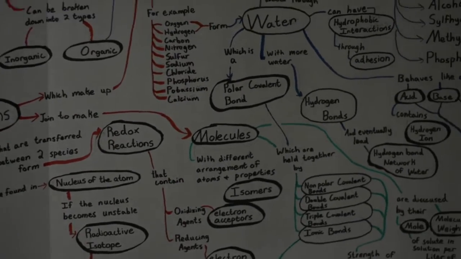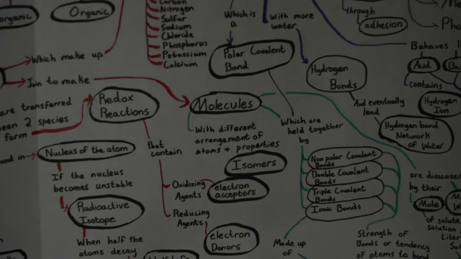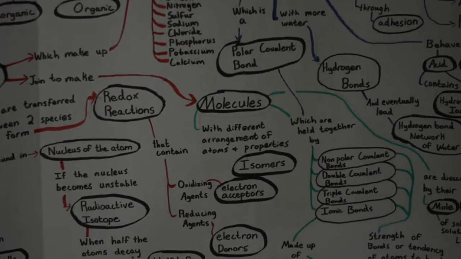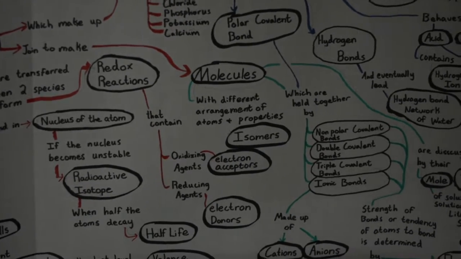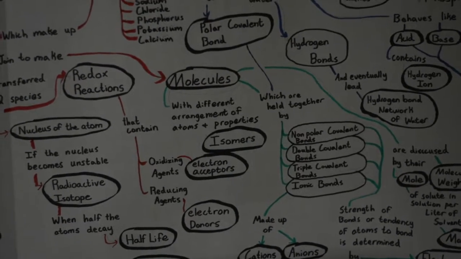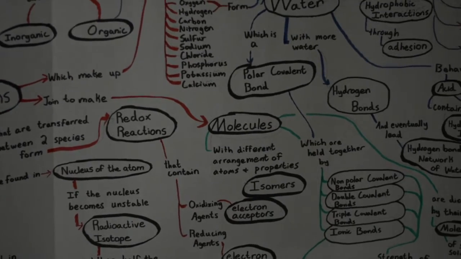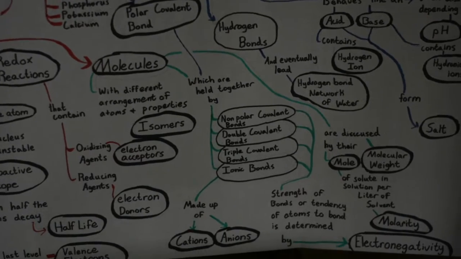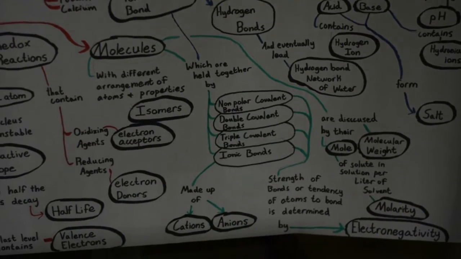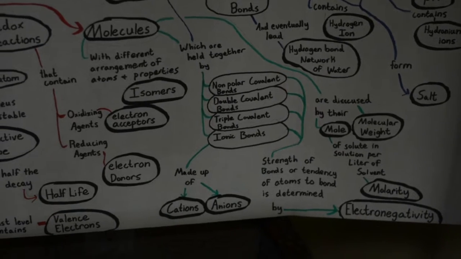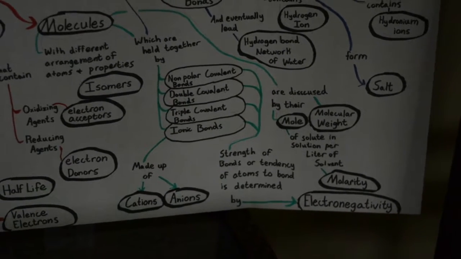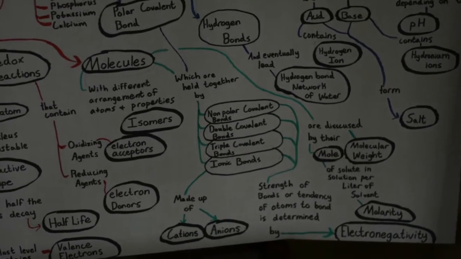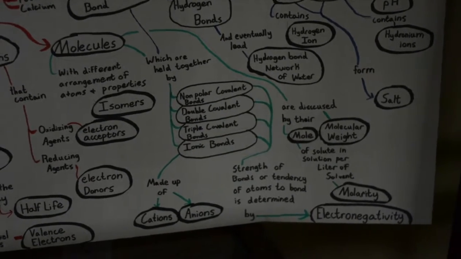Okay, I'm going to go now to the molecules side of my chart, and I'm going to start with the thread that says molecules with different arrangement of atoms and properties are known as isomers, and that's just a basic definition. Now I'm going to go off this next thread right here, which says molecules are held together by nonpolar covalent bonds, double covalent bonds, triple covalent bonds, and ionic bonds. That's just all the bonds that can hold together molecules and other molecules.